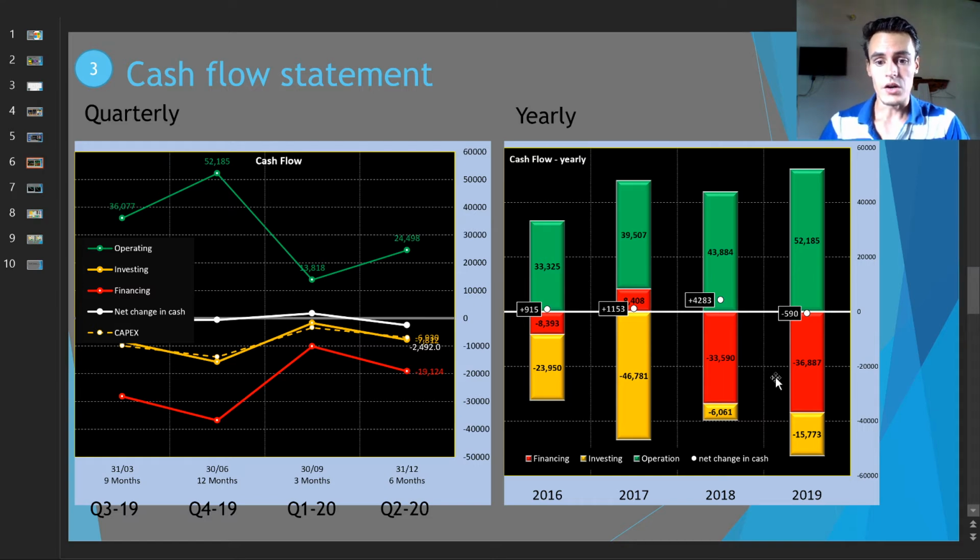ratio. On the investment, nothing to highlight. They usually have a capex every year of $10 billion, so much less than what they produce in operating cash flow. So to me, it is a very, very healthy cash flow statement.